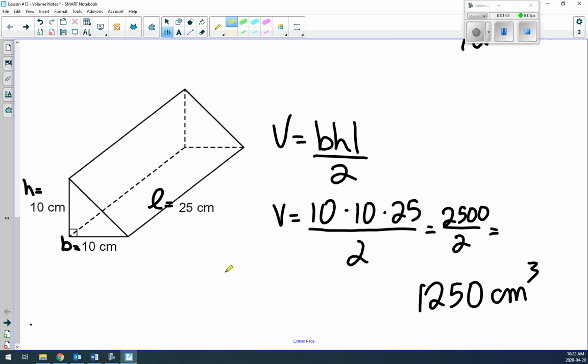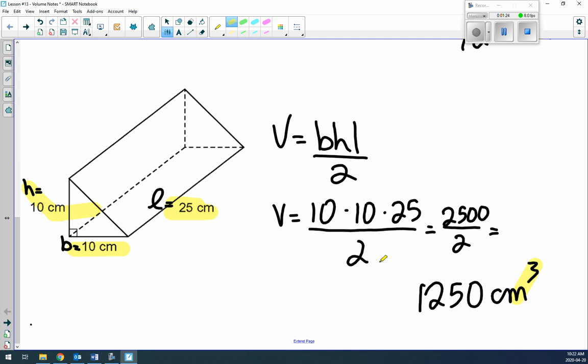Okay. So another example here. We have our base of 10, we have our height of 10, and we have our length of 25. Plug it in the formula. B times H times L divided by 2. So 10 times 10 times 25 is 2,500. Divided by 2 is 1,250. Centimeters cubed. Don't forget, volume is cubed.